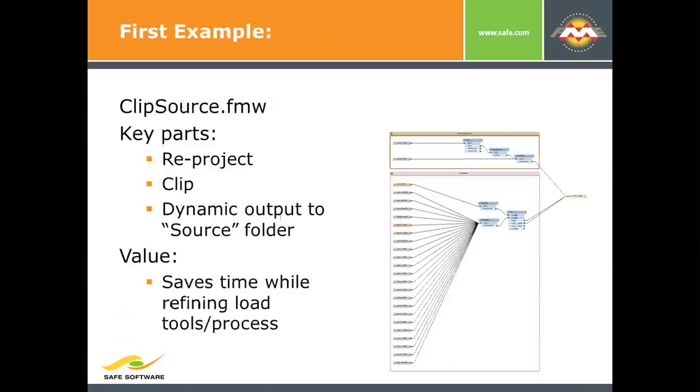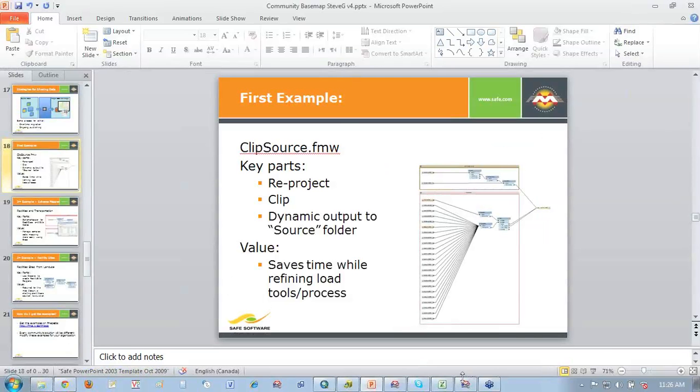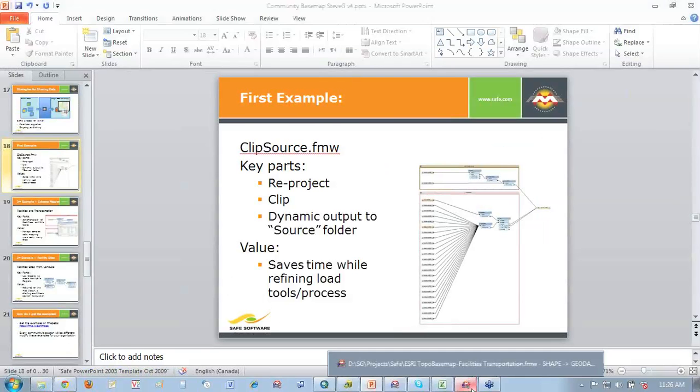So the first one we're going to go through is this thing I mentioned of clipping the source data sets. You can see this sort of fan shape on the left-hand side where I've got that huge number of shape files. I want to do the clipping operation on those things and output them all to a source folder. So let's go in and look at that and how that works here in Workbench.